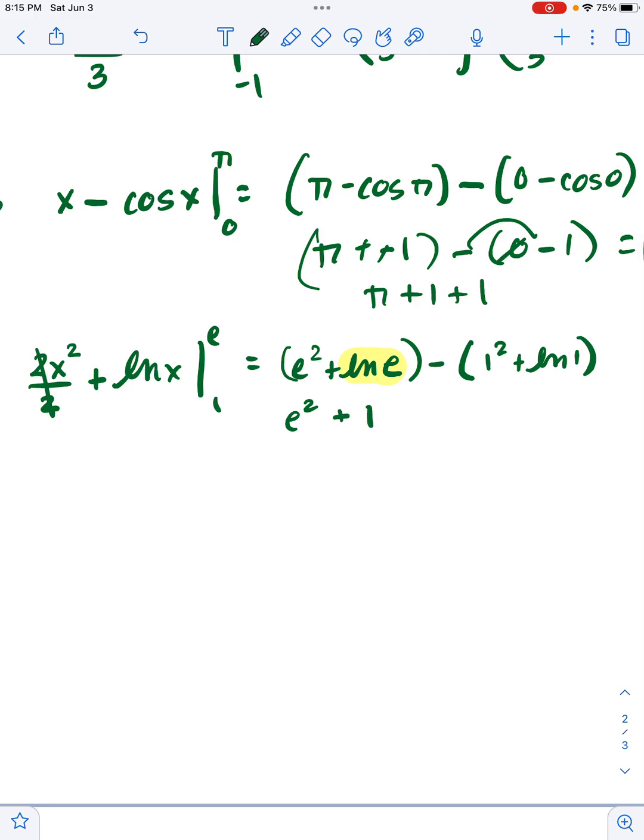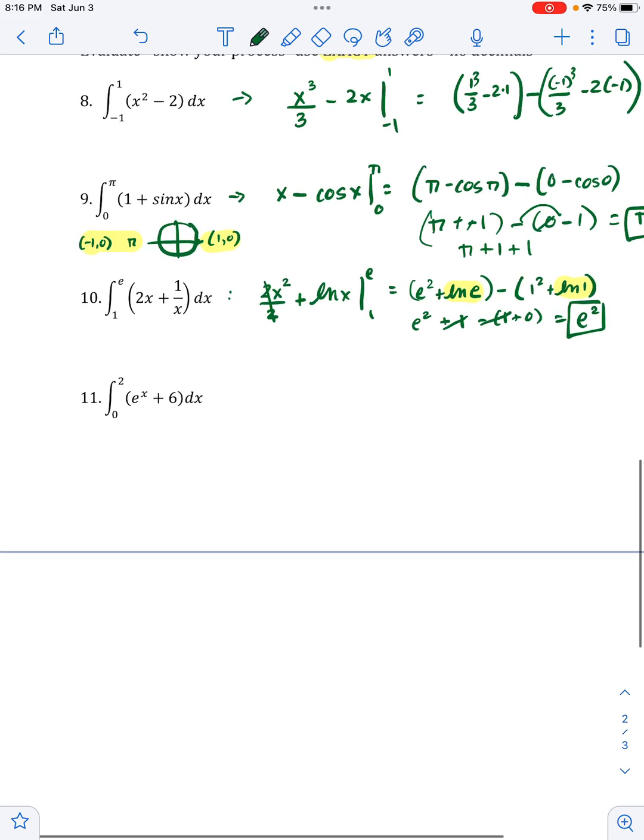Get comfortable with that because next year that's going to come up repeatedly. 1 squared is obviously 1. And then this, if you think about it, ln 1 is saying e to what power is 1, and so e to the 0 power is 1. So what ultimately happens is the plus 1 and the minus 1 cancel, and your final exact answer is straight up e squared.